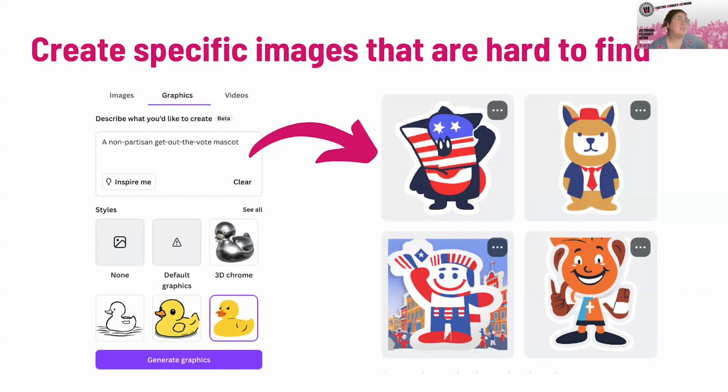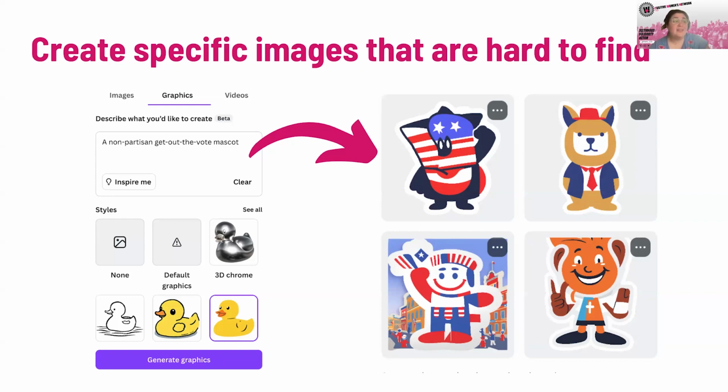Then you can go in here, like this is an actual thing I did in Canva. I put in, it says describe what you'd like to create. It's still in beta testing, so it depends what you get. I put in a nonpartisan get out the vote mascot. What would the mascot look like? You can put in what kind of style you'd like to see it in down at the bottom and generate a graphic. And this is what it spit out.